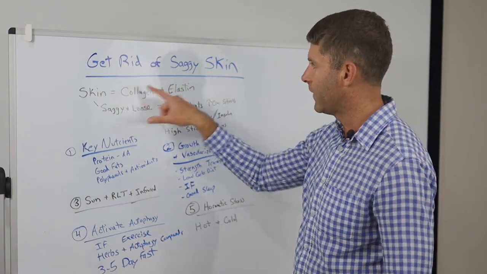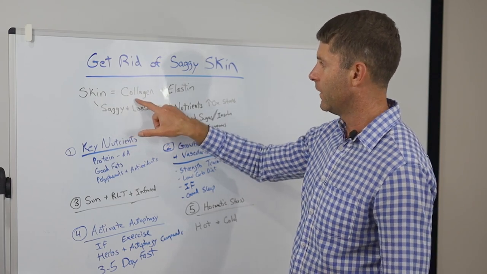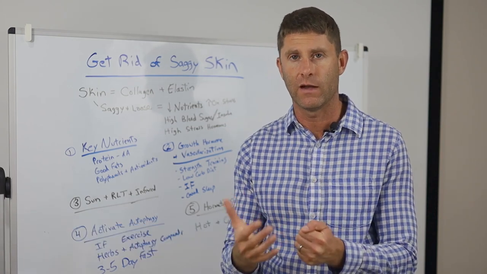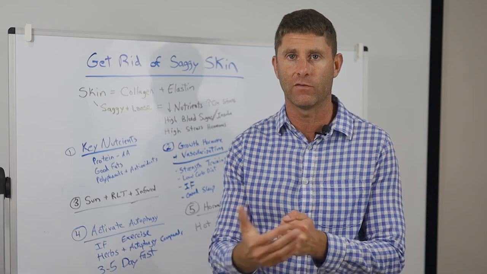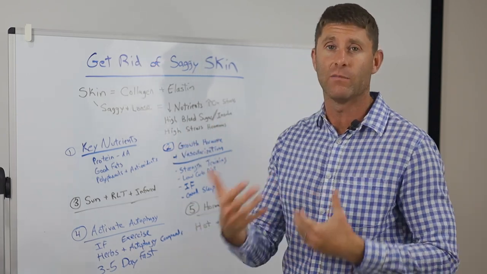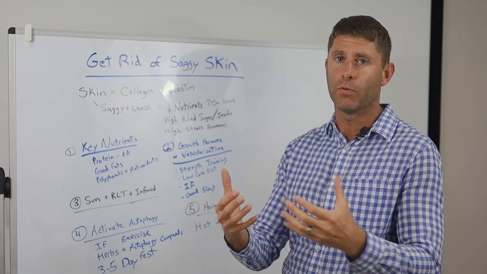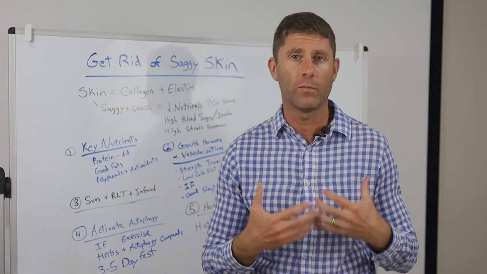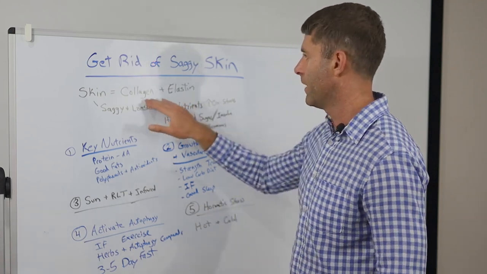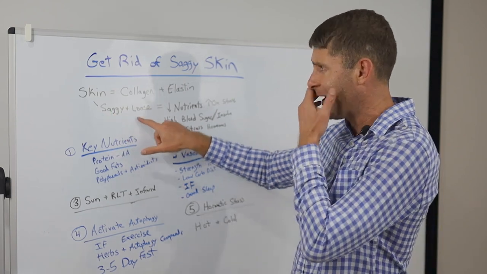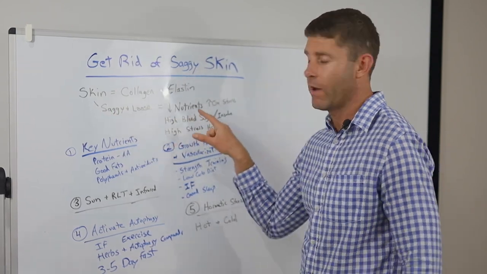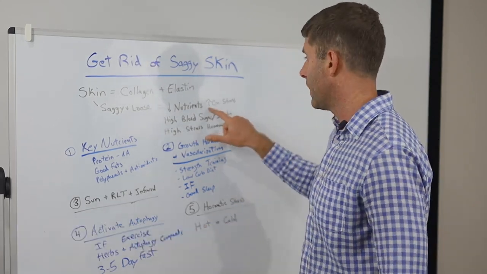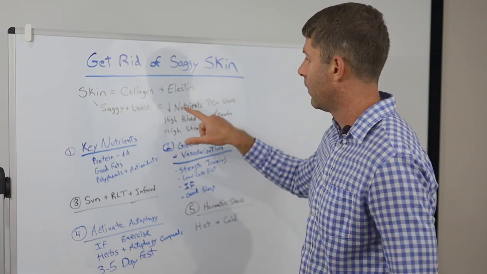When we have saggy skin, we have to understand the skin is made of two different proteins, collagen and elastin. Collagen is the structural protein, and elastin is what gives it its give and bend. It's an elasticity component. Both of these become broken down, cross-linked and damaged, almost like a form of scar tissue that forms in its place. So saggy and loose skin is a sign that we don't have enough of the proper nutrients needed for healthy skin.